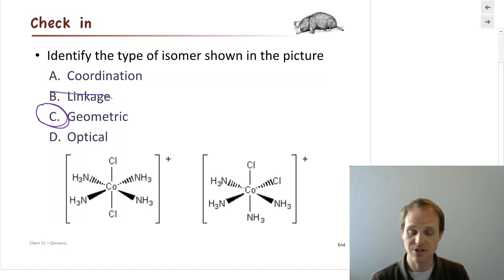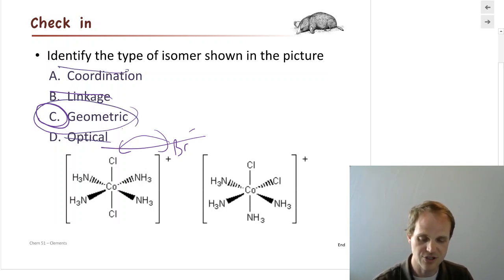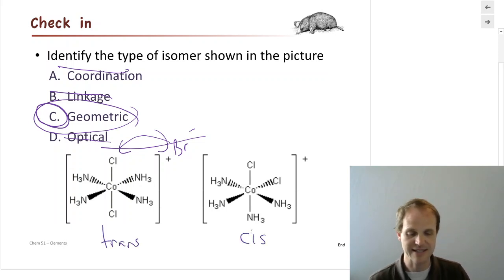And it's not a coordination compound because we didn't talk about taking a bromine counter ion out here and then swapping it out. We didn't do that. And so it's not a coordination isomer. And it leaves us a geometric isomer. And this right over here was the trans version, and this over here is the cis version.